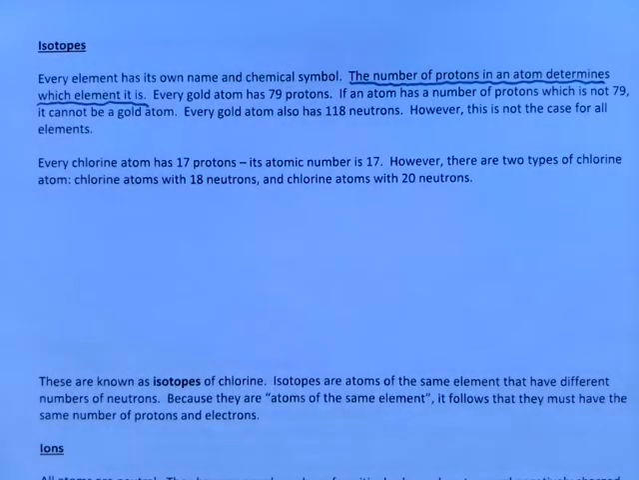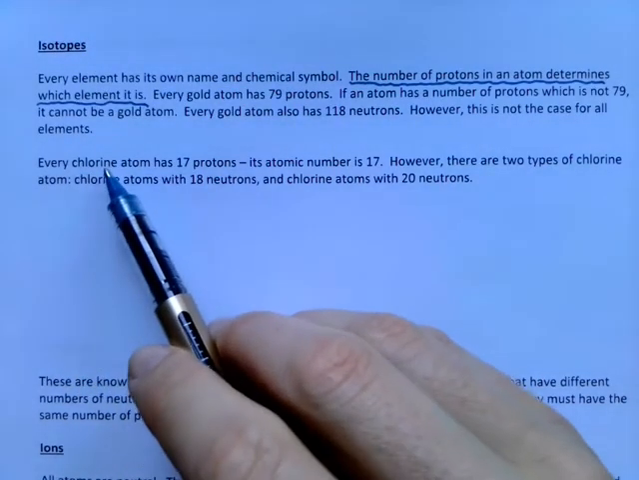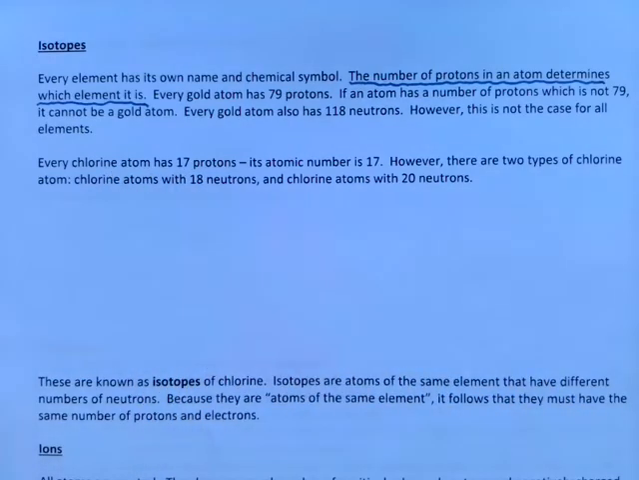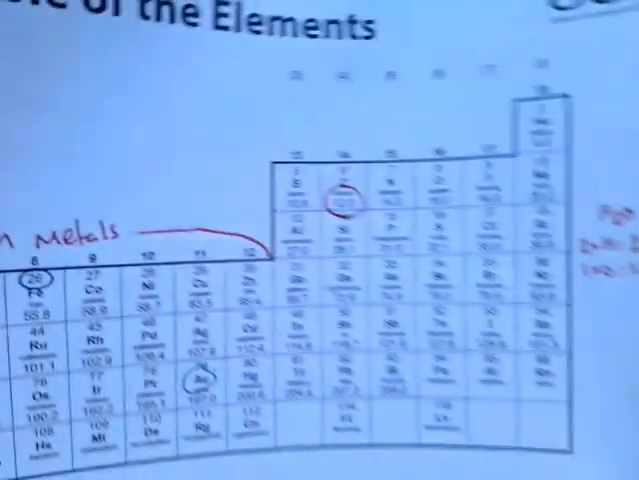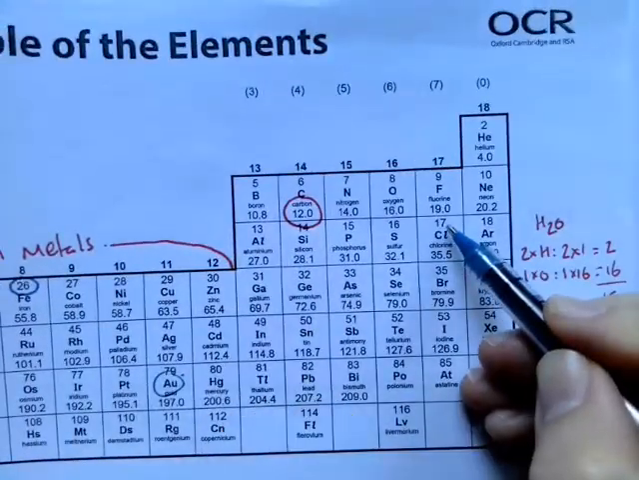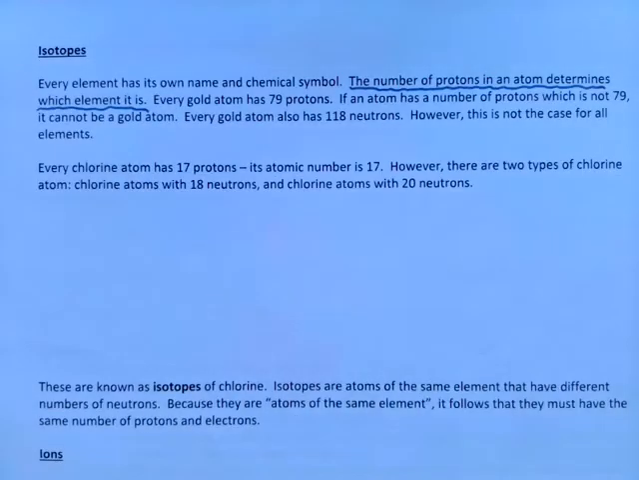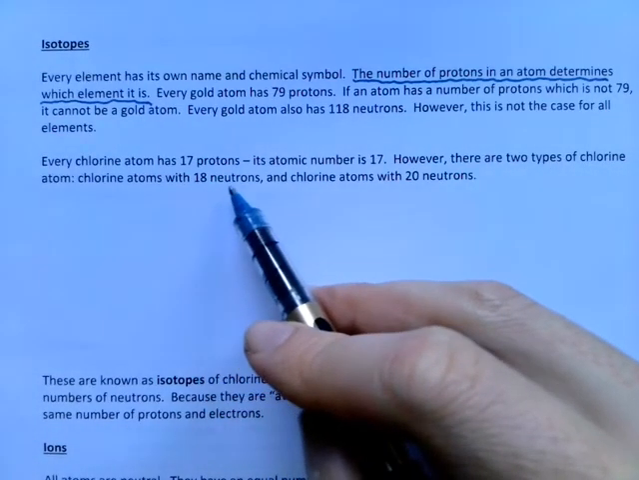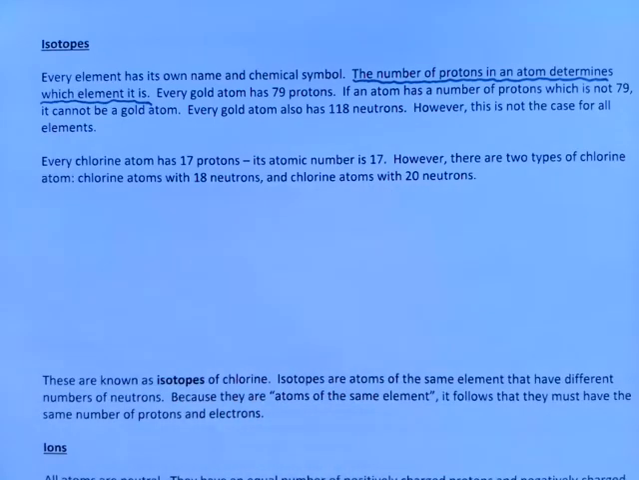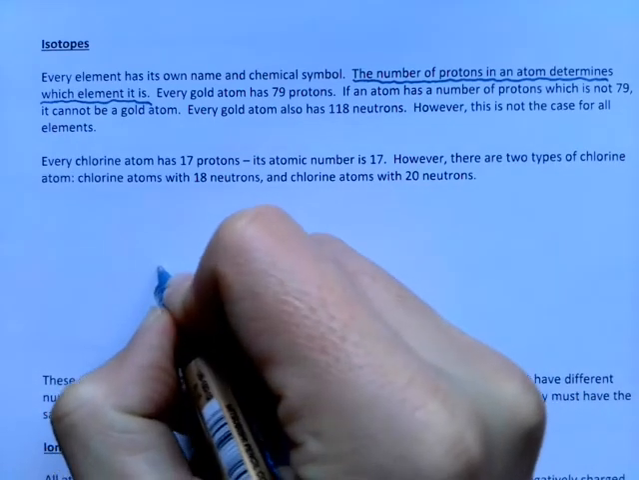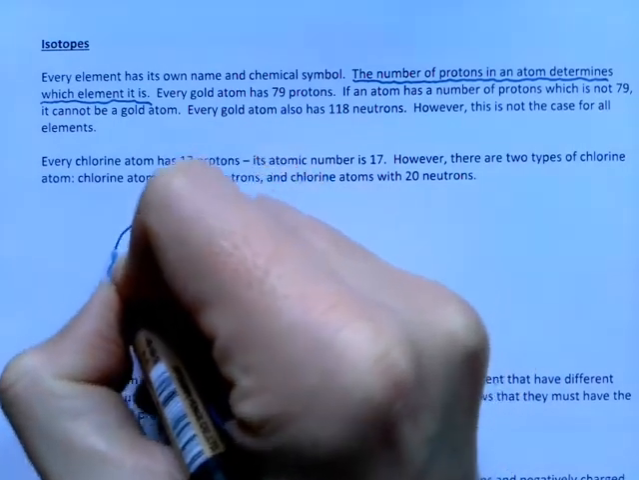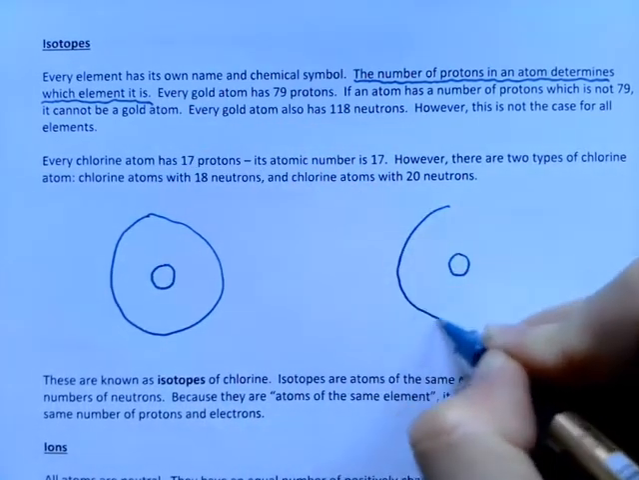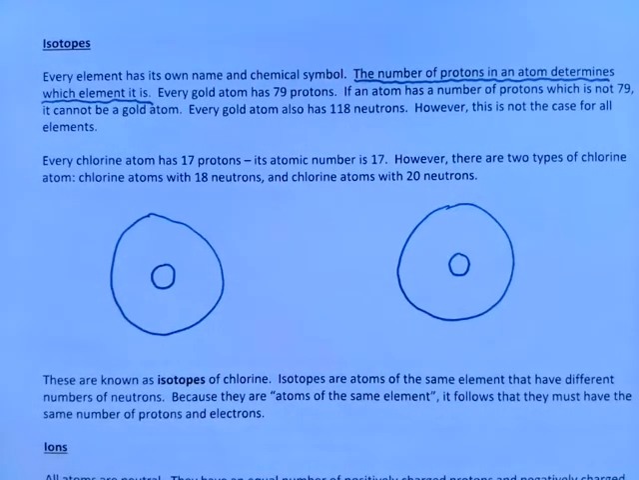All right, I'm going to use an example, which is chlorine. So every chlorine atom has 17 protons. It has to have 17 protons. Here it is, chlorine, 17. However, there are two types of chlorine atom. Chlorine atoms with 18 neutrons and chlorine atoms with 20 neutrons. So I can have, this is one type of chlorine atom, and this is my other type of chlorine atom. Okay, obviously they look almost identical.